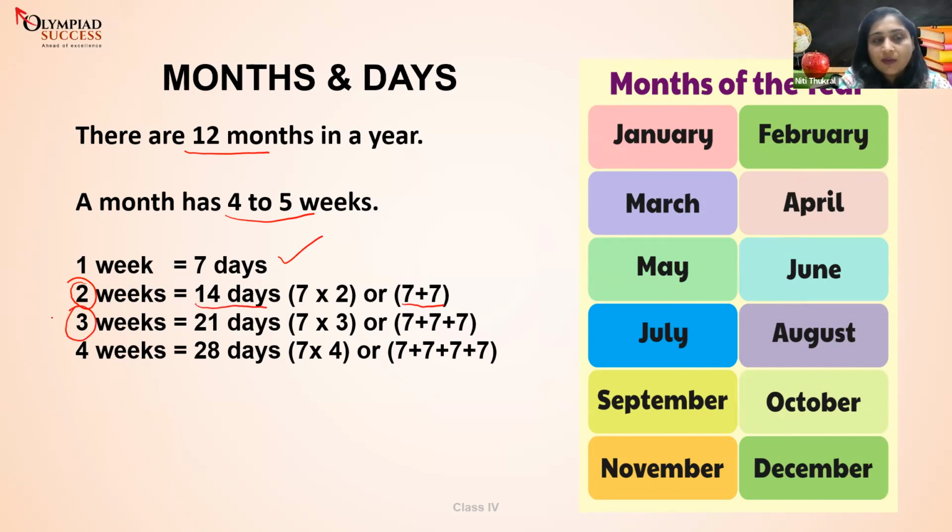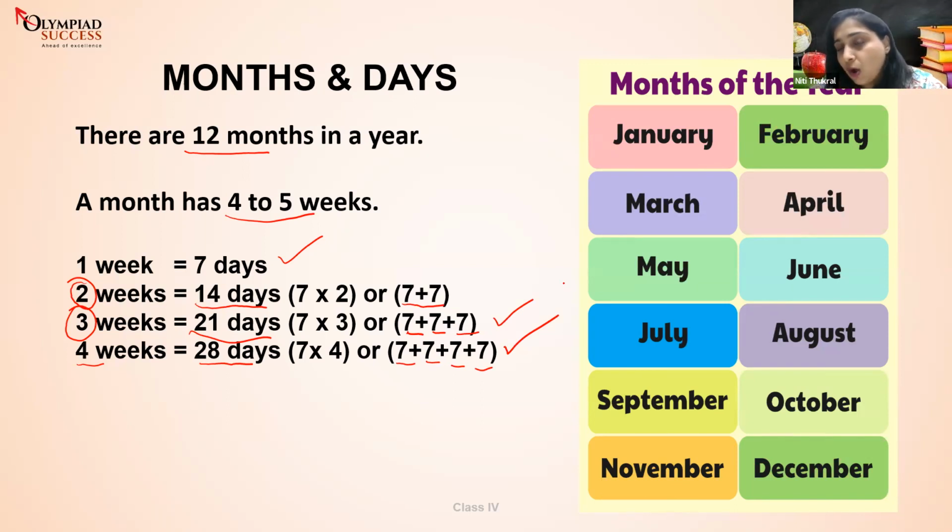Similarly, if there are 3 weeks, that means we are adding 7 plus 7 plus 7. There are 21 days. Right. And if we talk about 4 weeks, then there are 28 days: 7 plus 7 plus 7 plus 7, 7 times 4. So this is 4 times 7, and that is 28 days, right? 28 days in 4 weeks.